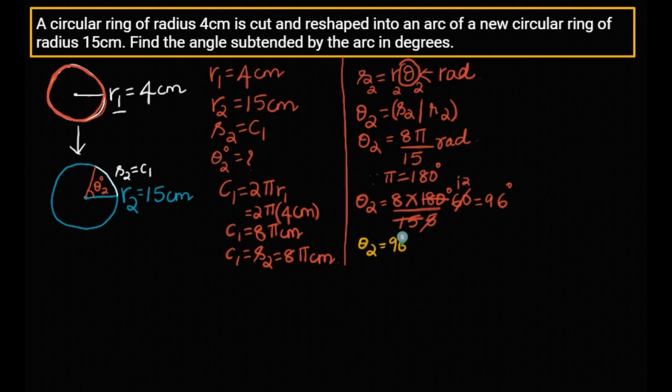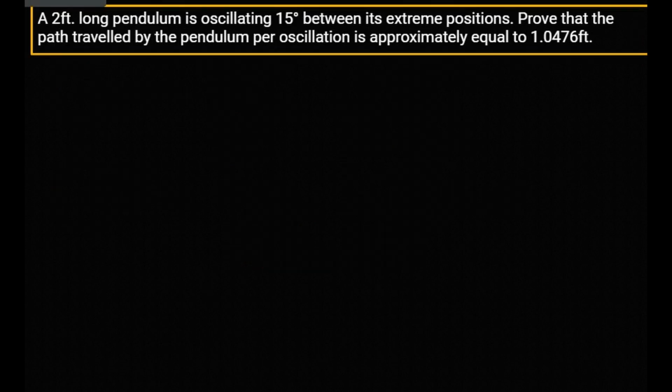96 degrees. The next question is, a 2 feet long pendulum is oscillating 15 degrees between its extreme positions. Prove that the path traveled by the pendulum per oscillation is approximately equal to 1.0476 feet. So let us first visualize the question. Let this be our pendulum. So this pendulum is 2 feet long. The length of this pendulum is 2 feet.